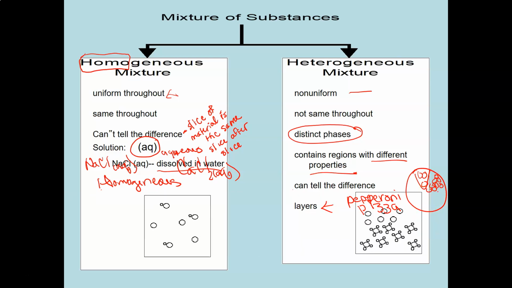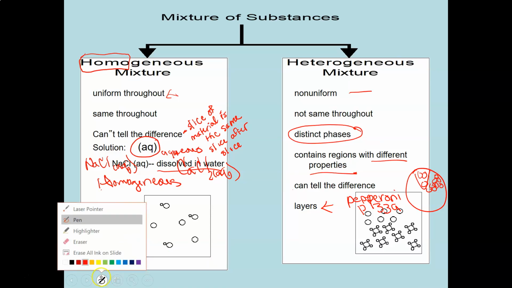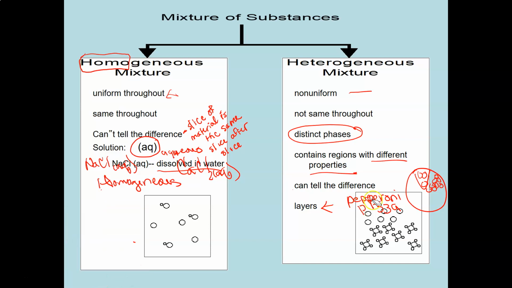Okay, when you look at particle diagrams, and you're like, what do you mean particle diagrams? Particle diagrams are little boxes with little symbols in them that represent what's going on at a particle level. All right, so I'm going to erase some of my ink over here.